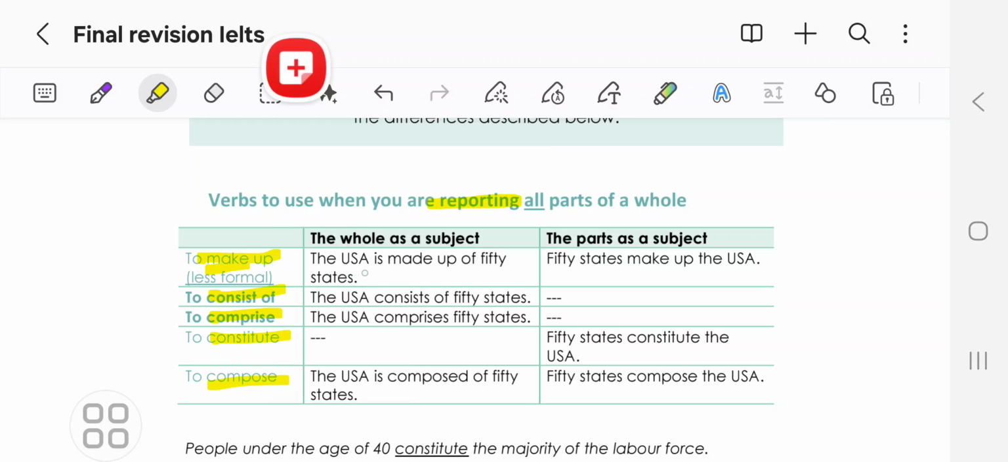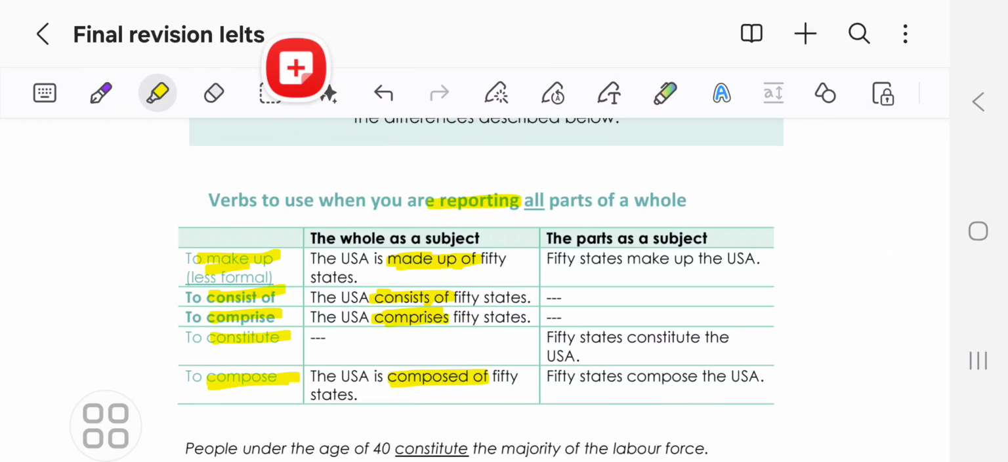For example, the USA is made up of 50 states. The USA consists of 50 states. The USA comprises 50 states. So how to use consist of, how to use made up of, how to use composed of? Remember one thing: composed of, consist of, of.